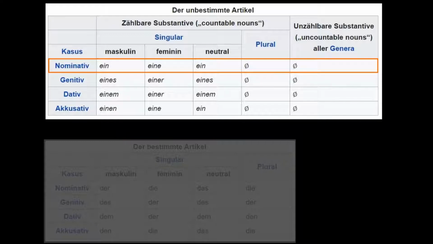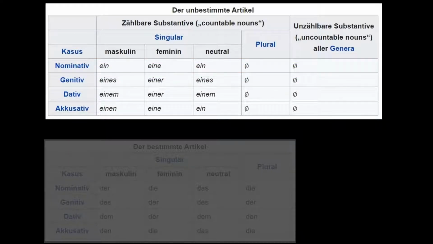And no article for non-countable stuff. You can't say there's a water. There's water. Da ist Wasser. You can have a glass of water or a liter of water, of course. Glass and liters you can count. Ein Glas Wasser, ein Liter Wasser.